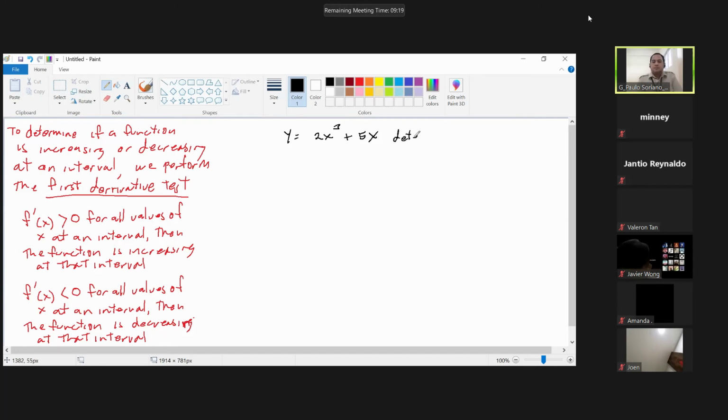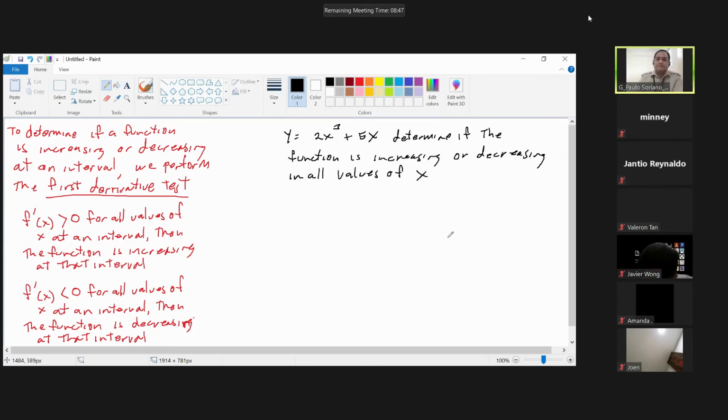Determine if the function is increasing or decreasing in all values of x. Now, all values of x. It's not only an interval. Okay? So, we just follow this. We use the first derivative test.